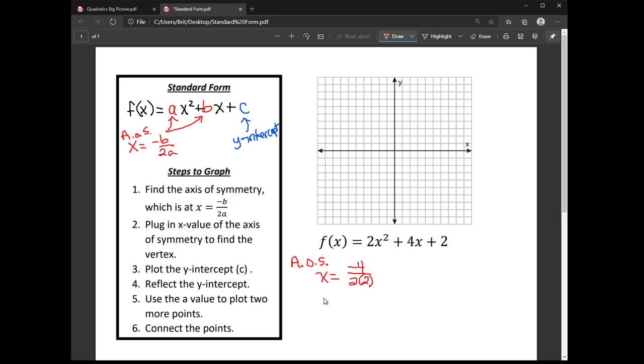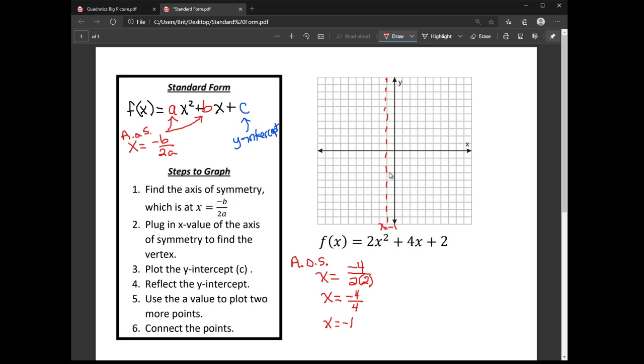So if I go to simplify that, I have x equals negative 4 over 4, because 2 times 2 is 4. Therefore, x equals negative 1. So I can draw the axis of symmetry for this parabola right here at x equals negative 1. I'm going to label that right here just so I remember it for my axis.